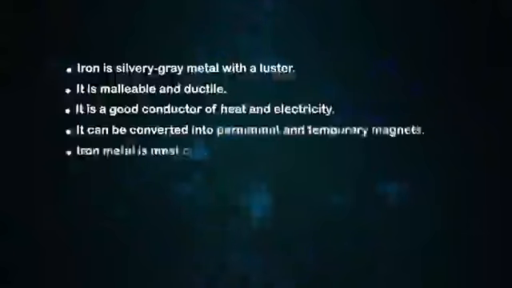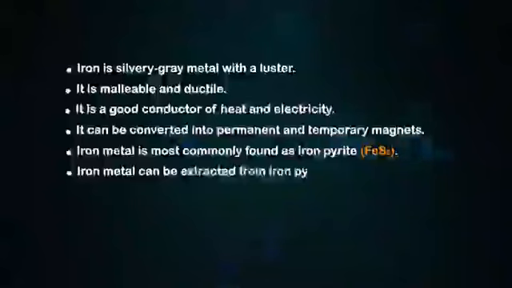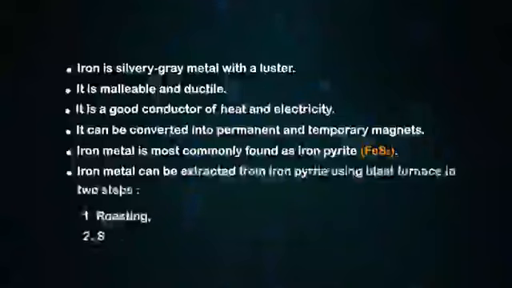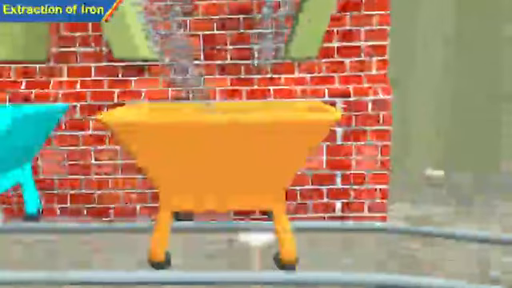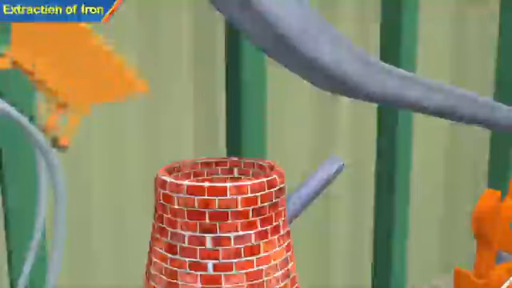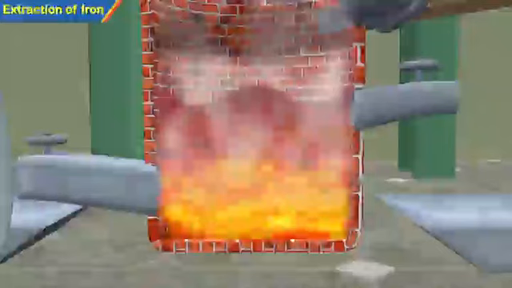Iron metal is most commonly found as iron pyrite, that is FeS2. Iron metal can be extracted from iron pyrite using a blast furnace in two steps. One is roasting and the second one is smelting. Roasting. In step 1, iron pyrite is roasted in the blast furnace, gives hematite, that is Fe2O3, and emits sulfur dioxide.